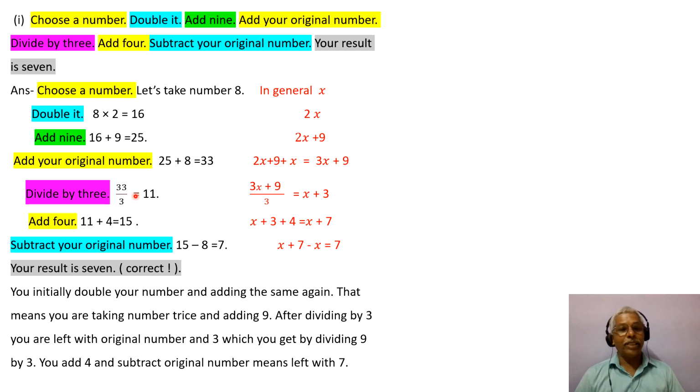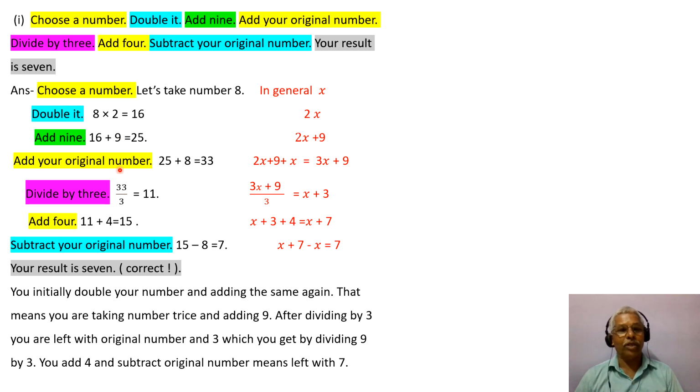Now at this stage you are adding 4. That means you are getting 3 from this 9 and adding 4, that means 7. So you add 4 and subtract the original number. You are getting the original number, you are getting 3, and you are adding 4, so this 3 plus 4 is 7. And at this stage you are subtracting your original number, whatever it may be. You are left with 7. Okay, 7, you got it.